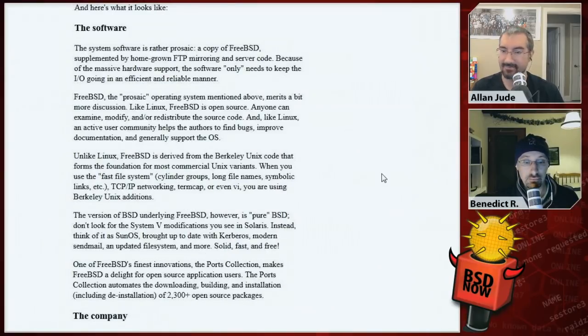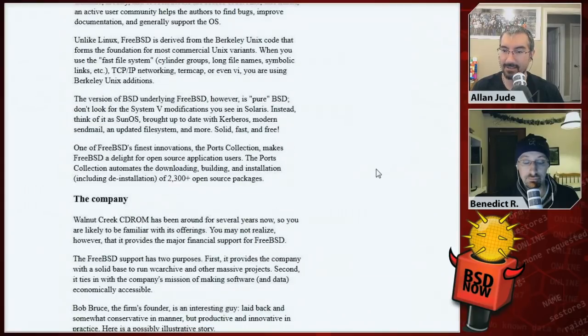code. Because of the massive hardware support, the software only needs to keep I/O going in an efficient and reliable manner. And it talks a bit about FreeBSD and how it uses the fast file system and its innovative features like cylinder groups, support for long file names, symbolic links, and files bigger than 2 gigabytes. Yeah, don't laugh. This is where we started. That used to not be a thing on Linux. Yeah. You used to not be able to create a file bigger than 2 gigabytes on Linux.